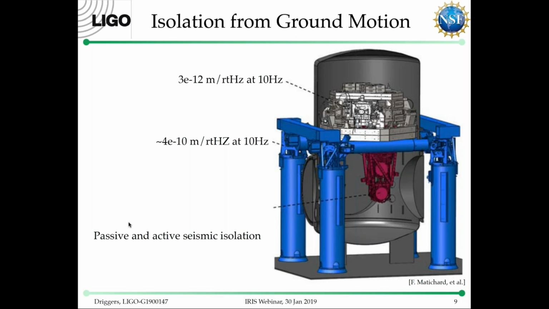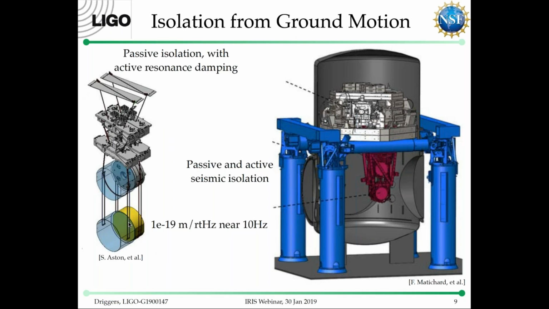From that seismic isolation table in pinkish purple, we have our mirrors themselves. The mirrors are suspended as a set of 4 pendula hanging in series from one another. And then at the very bottom of that pendulum is where the laser is actually going and bouncing around. And that's where we're actually measuring the motion of the mirrors to understand what the gravitational wave is doing as it passes by.